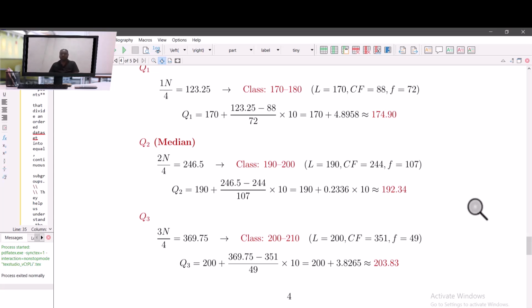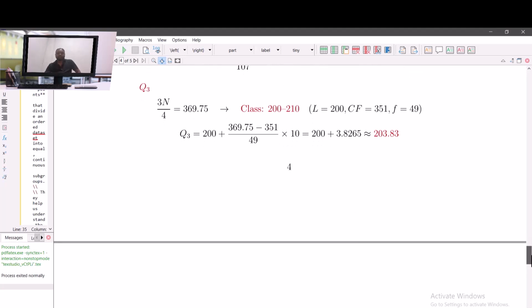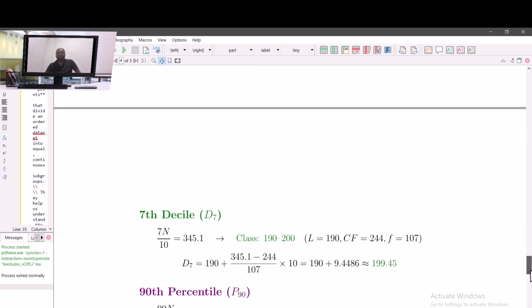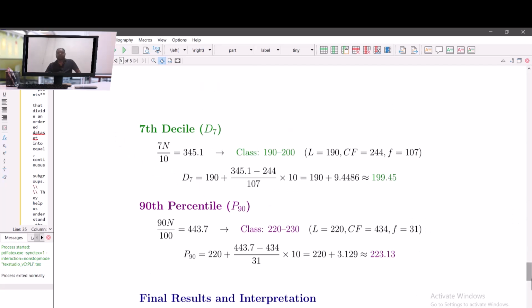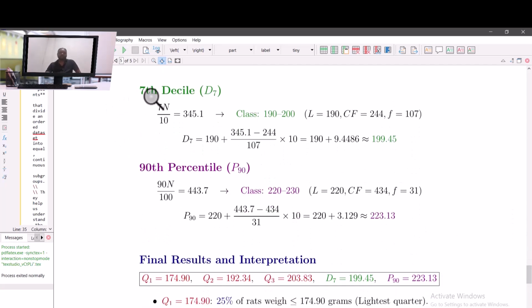192.34 is the median value, meaning that 50% of the rats weigh 192.34 grams and below. Quartile 3 is obtained using this one. And for the decile, for example, we consider the 7th decile, D7, right? In a similar manner, we follow the approximation of the position and the interpolation formula.